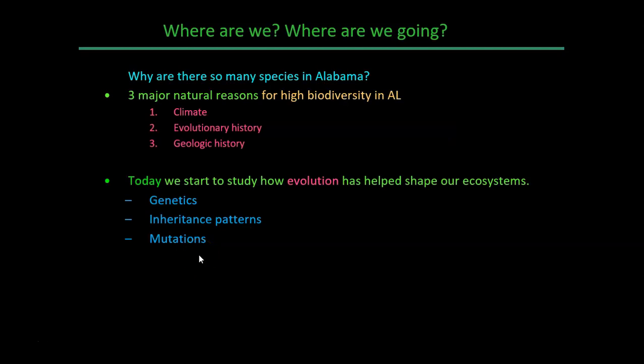Okay, so recall that one of the many things that we're doing with this class is trying to understand why there's so many species in Alabama. And by now you know that there's three major reasons. One is the climate that Alabama enjoys. It's very warm and it's very wet, and that's very conducive to ecological diversity in the state. And primary productivity, which is a fancy way of saying that there's lots of plants doing lots of growing in the state, and that supports lots of other species.